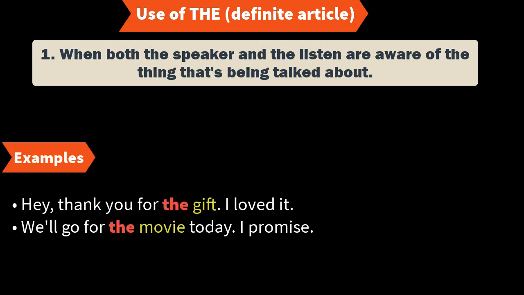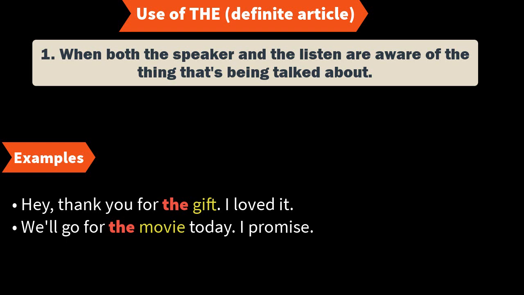So let's suppose yesterday was my birthday and today I am meeting you guys again, right? So I come to you and say, hey, thank you for the gift, I loved it. Now, which gift am I talking about? You might have given me a gift, right? And I'm talking about that gift. You are absolutely aware of it. And that's why I'm saying the gift. Because obviously I know about that gift, and I know that you also know about that gift. And that is why I am using the before it. Hey, thank you for the gift. I loved it. I know you know what I'm talking about.